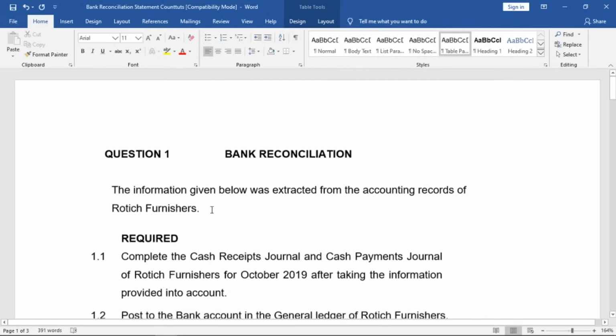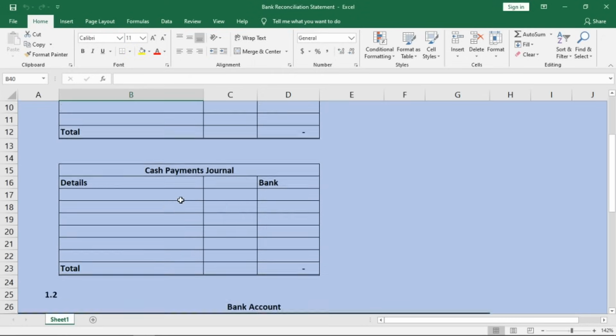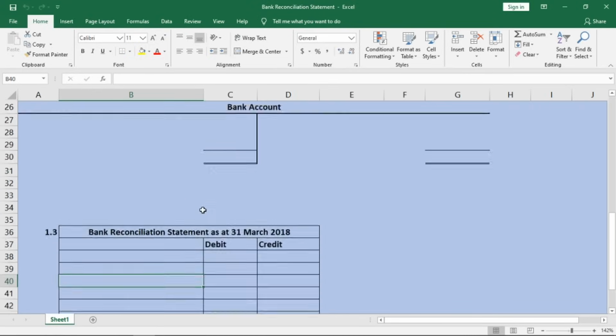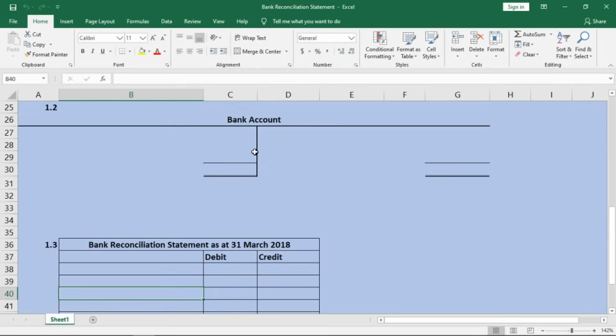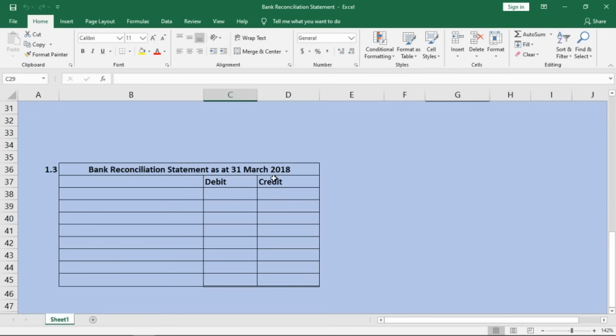So obviously you can see this is in Word document, but my solution is going to be in Excel, as you can see here. I've already drawn up the tables just to reduce the amount of time we'll take on this lesson, and we are just going to rush through it. So you can see my cash receipts, cash payments, the bank account T account I've already drawn up, and the bank reconciliation statement and how it looks as at.